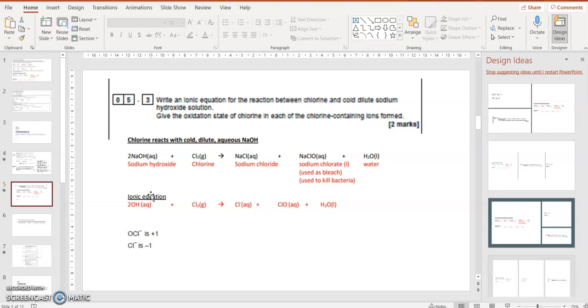And then if you take the Na pluses away, you end up with 2 OH minuses, Cl2, Cl minus, ClO minus, and H2O. Give the oxidation state of the chlorine in each of the chlorine-containing ions formed. So in ClO minus, if there's a minus left over and O is 2 minus, then the Cl must be in +1. +1 minus 2 for the oxygen leaves -1 left over. And easy for the oxidation state of the Cl minus, it's on its own there, so the Cl must be in -1.